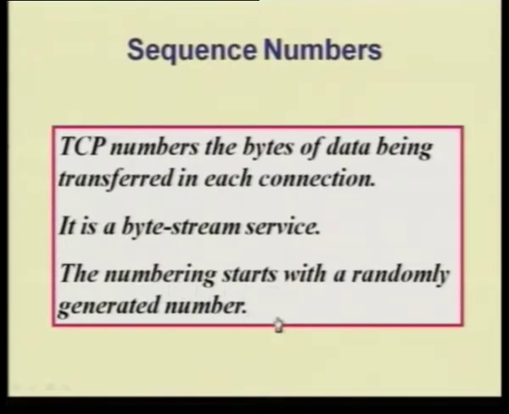That is, for a given TCP session, the numbering does not start with the value of 0, but it starts with some randomly generated number which is indicated to both the sender and the receiver. So, let us look at how this is done.